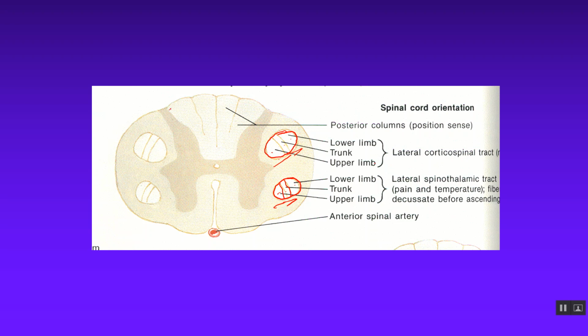Now, the dorsal columns back here are arranged with the lower body more medial and the upper body more lateral, okay? You don't even add the upper body on until you get up above in that T1 area, which is when you start to add on the upper body.